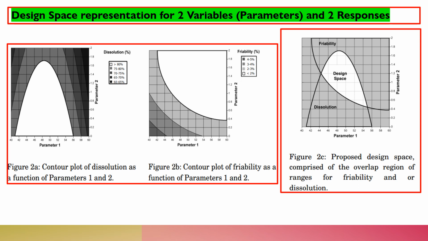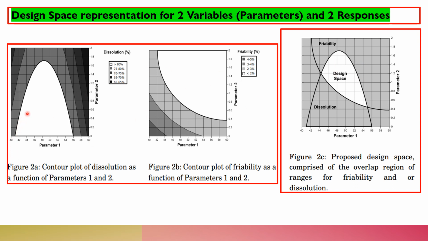So friends, here is one more example of design space where we have two responses and two goals. The first goal is our dissolution, which should be greater than 80%. The second goal is that the friability of the tablet should also be in the acceptable range. In this example, they have taken friability as not more than 2%. So when we have two responses and two goals, the design space will come like this.